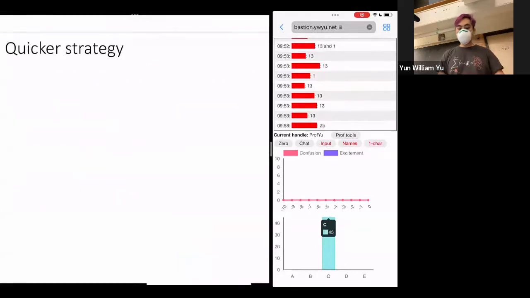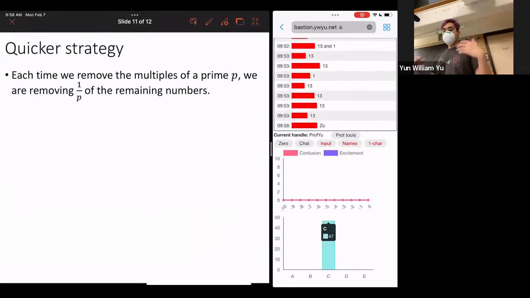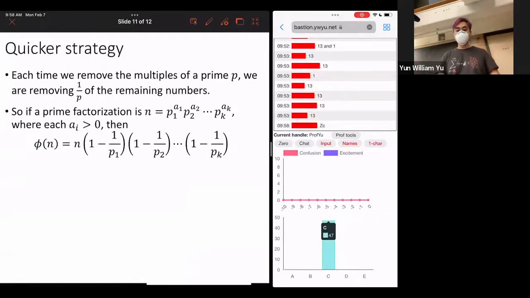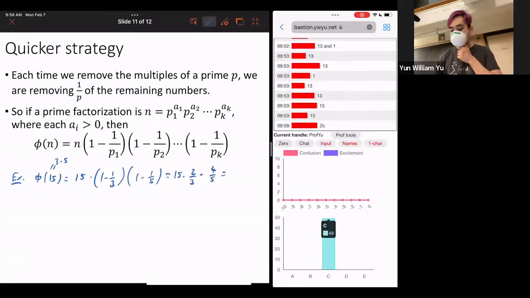Okay, let me formalize this quicker strategy, which is that each time you remove the multiples of a prime, you're removing 1 over p of the remaining numbers. So if you have a prime factorization, then you're just multiplying by 1 minus 1 over that prime. This is just a really complicated way of saying, so let me write out a couple of examples. Phi of 15 is equal to 15, and you remove out 1/3 of the things because this is equal to 3 times 5, and then you remove out another 1/5. So that's 15 times 2/3 times 4/5, which happens to be equal to 8.